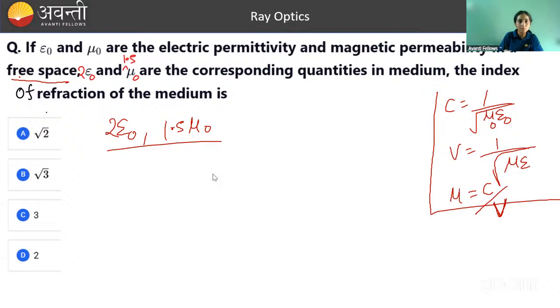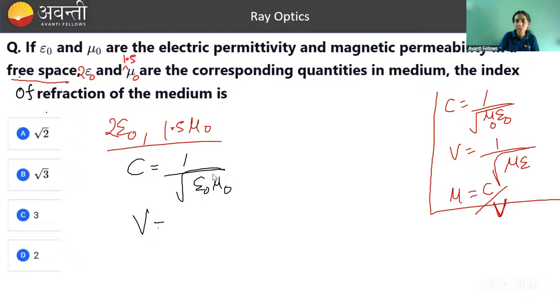So if you write speed of light in vacuum, you will write it as 1 by root under epsilon naught mu naught, because epsilon naught and mu naught are the electric permittivity and magnetic permeability in free space, meaning in vacuum. See this.